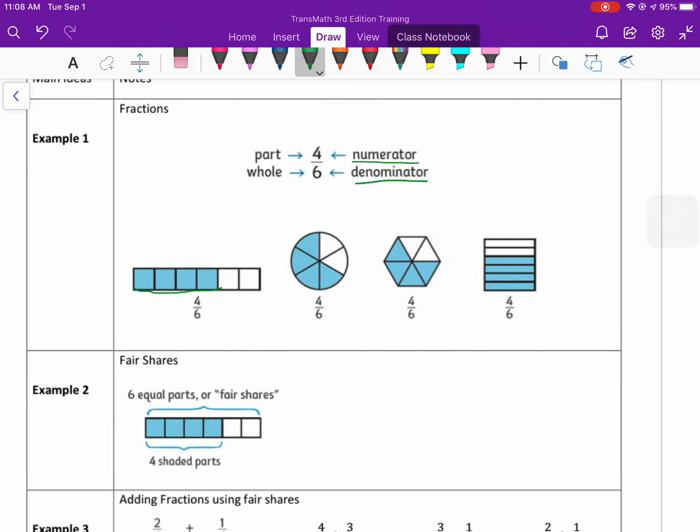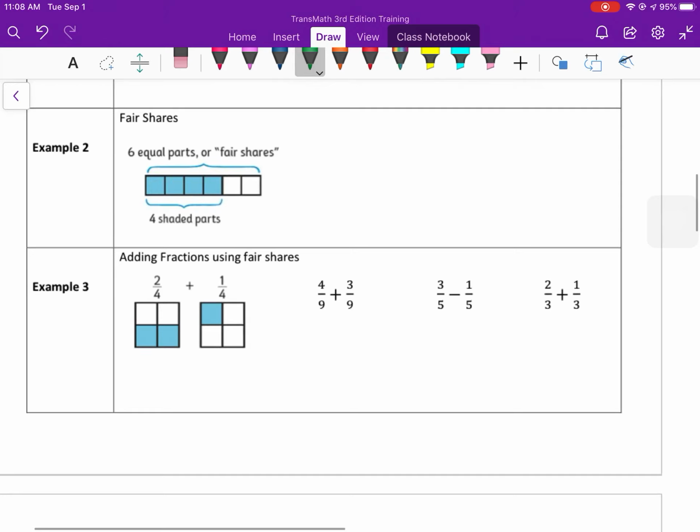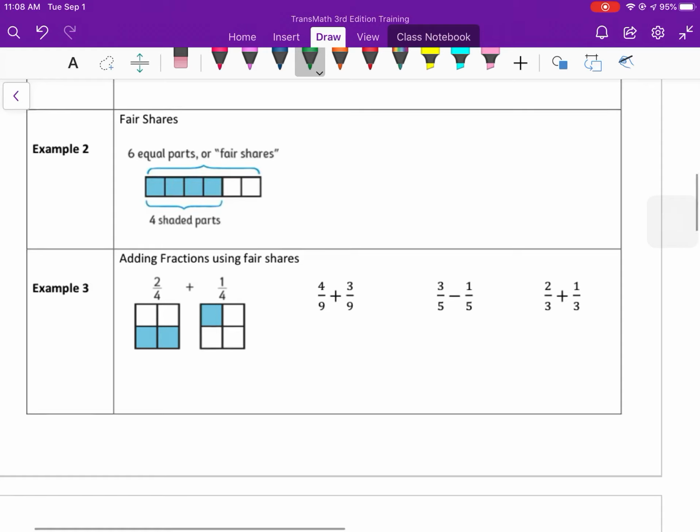So there's a couple different representations. We call those parts fair shares. The 4 shaded parts of 6 equal parts. So a fraction is made up of fair shares. Just like if I said you get half of the candy bar, you get exactly a fair share, a half of it, 1 out of 2 of the pieces. Try to make it look fair, okay?